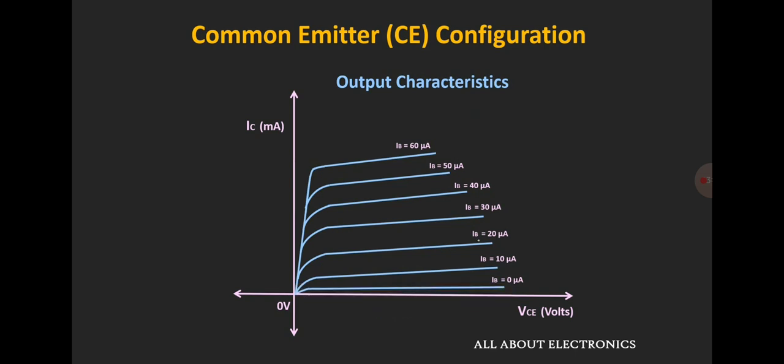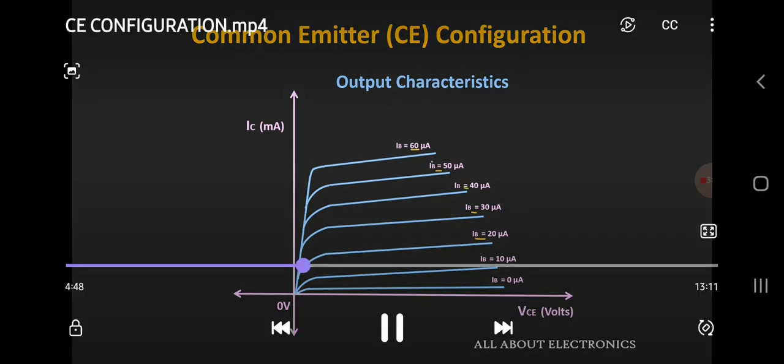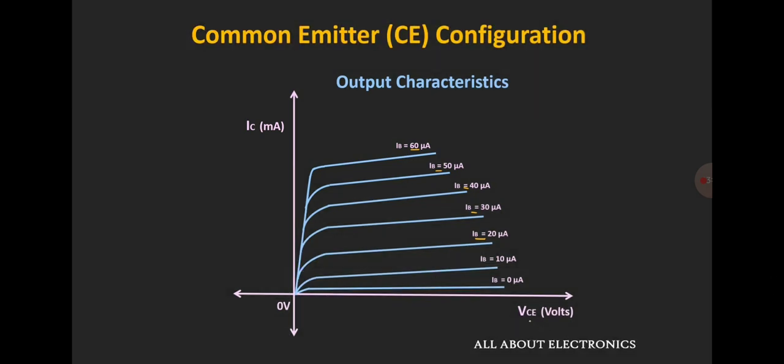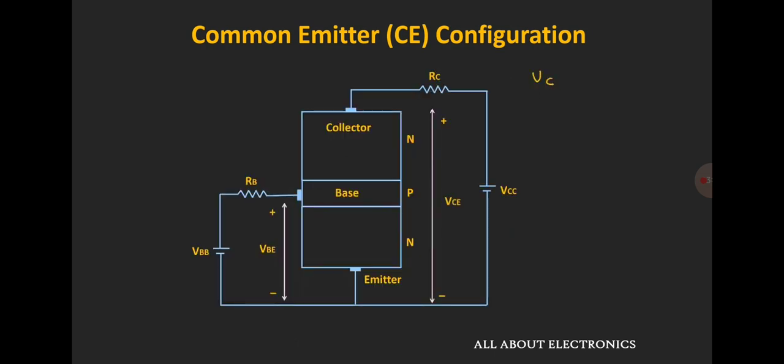Now in case of the active region, as the base current IB increases, the collector current IC also increases. But here, unlike the common base configuration, as the value of Vc increases, the collector current IC also increases. That means here, these collector curves are not totally horizontal. And the reason is that as the value of Vc increases, the collector to base voltage VCB will also increase. Because as I said earlier, this Vc can be given as voltage VCB plus voltage VB.